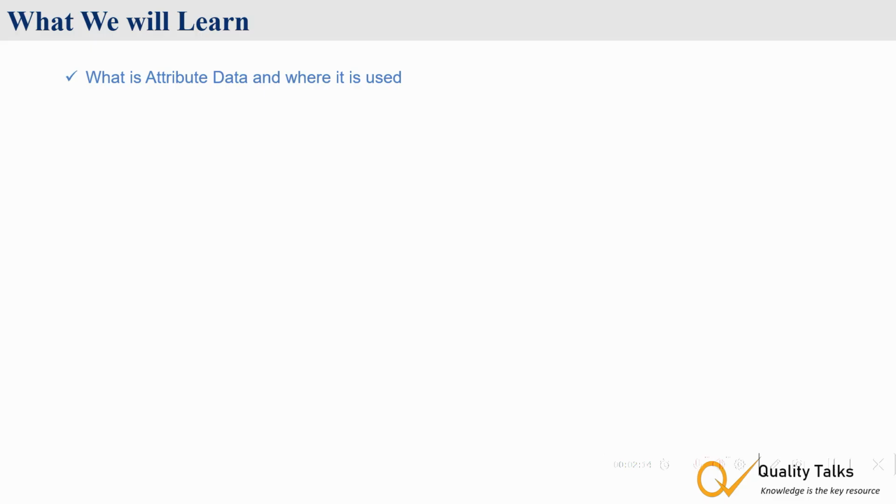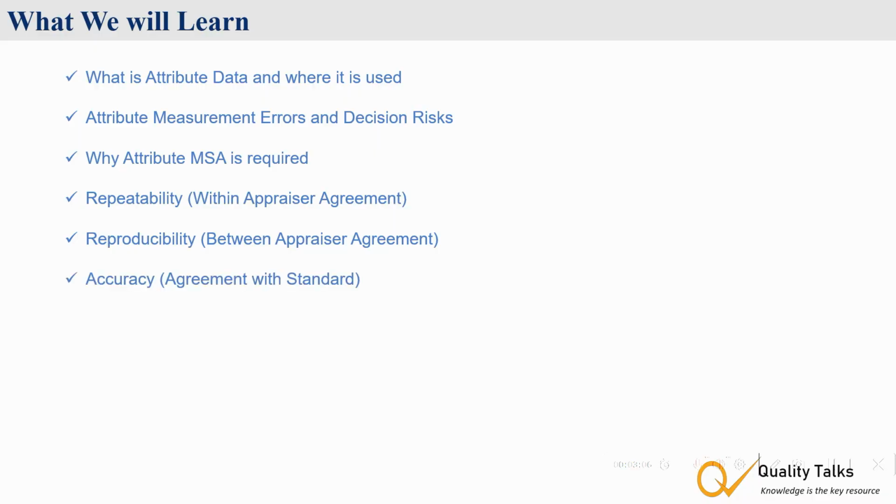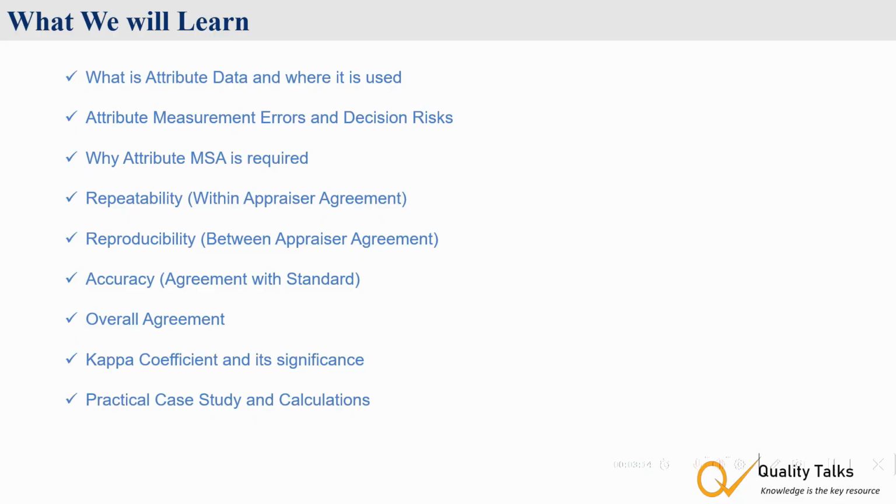We will start by understanding what is attribute data and where it is commonly used. Then we will discuss typical attribute measurement errors and the risk associated with wrong inspection decision. Then we will discuss why attribute MSA is required. We will go step by step through key MSA elements, repeatability, reproducibility, accuracy, overall agreement and the Kappa Coefficient. Finally, we will understand all these concepts using a practical case study. Then we will interpret the results and get the conclusion.